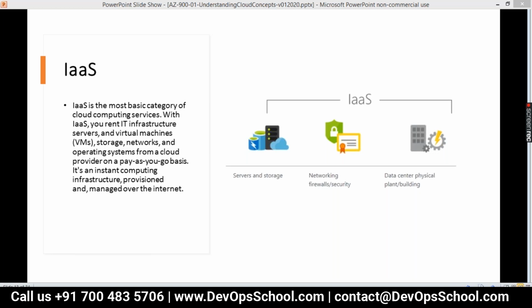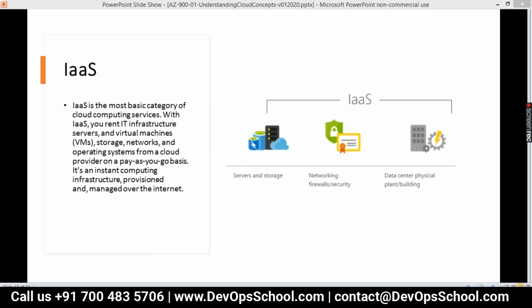Basically, in the cloud, infrastructure as a service is the first or basic layer. Have you heard about TCP, the OSI model? There are so many layers, 7 layers with protocols. In the same way, in the cloud there are three layers. The first one is infrastructure as a service. The second one is platform as a service. The third, uppermost layer is software as a service.